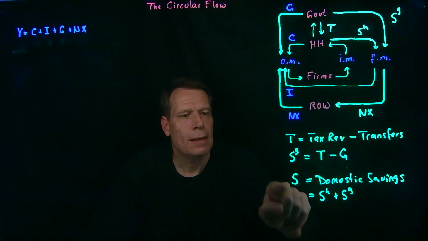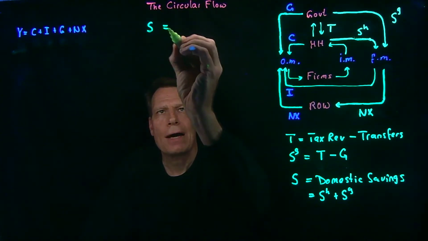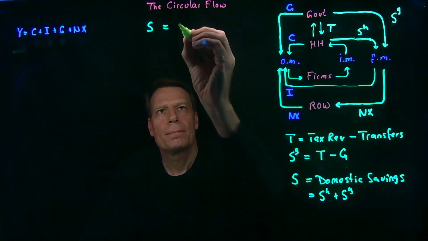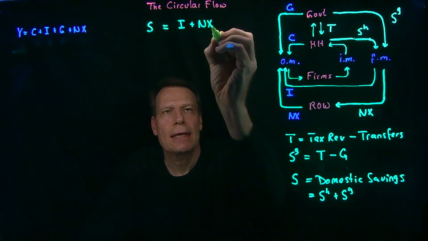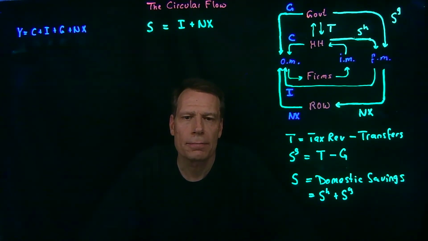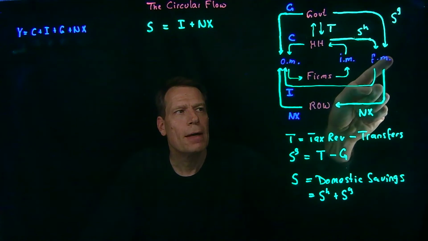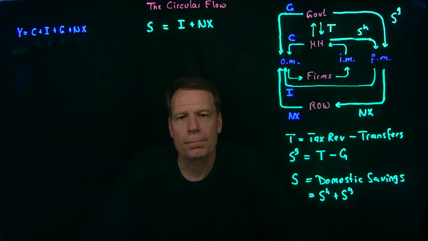So we can simply now write the equation that falls out of this circular flow diagram. What flows in is domestic savings. What flows out is investment plus net exports, where net exports could be negative or positive. So that's an equation that falls out by thinking about balance on the right-hand side of the circular flow diagram.